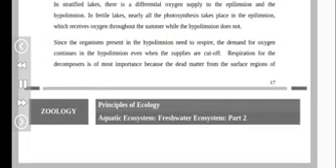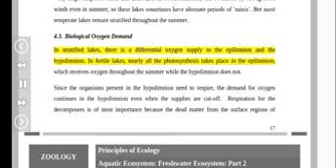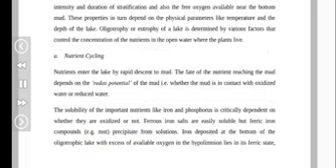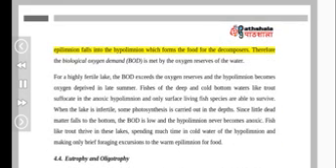4.3. Biological oxygen demand. In stratified lakes, there is a differential oxygen supply to the epilimnion and the hypolimnion. In fertile lakes, nearly all the photosynthesis takes place in the epilimnion, which receives oxygen throughout the summer while the hypolimnion does not. Since the organisms present in the hypolimnion need to respire, the demand for oxygen continues in the hypolimnion even when the supplies are cut off. Respiration by the decomposers is of most importance because the dead matter from the surface regions of the epilimnion falls into the hypolimnion, which forms the food for the decomposers. Therefore the biological oxygen demand, BOD, is met by the oxygen reserves of the water.